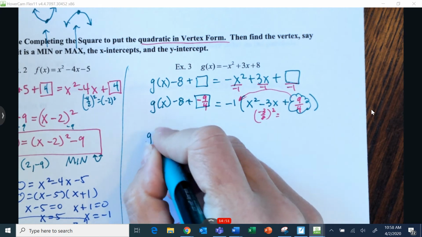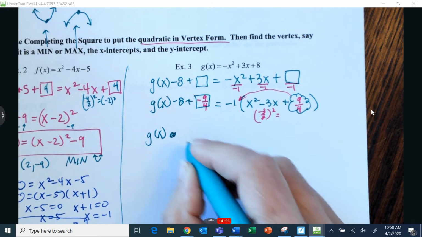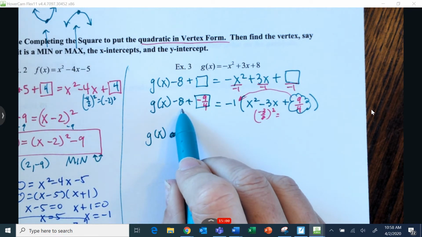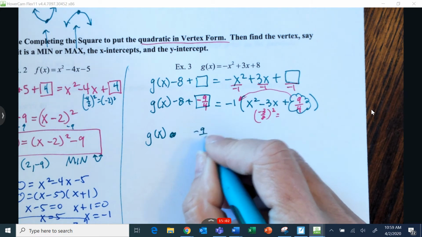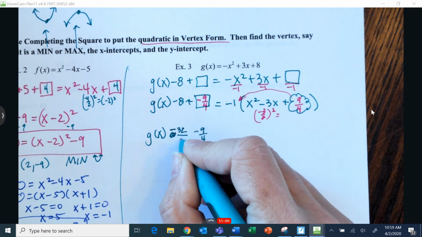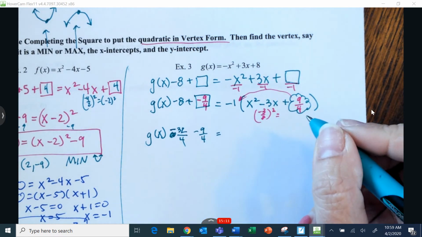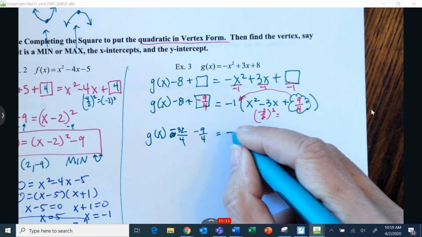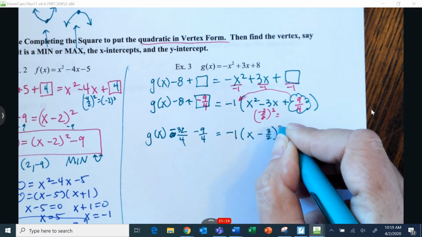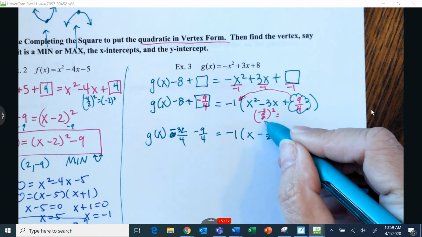So now I have g of x. In order to combine these, we have to have a common denominator. So my minus 8 has to turn into 32/4. And on the other side, -1, and I'm going to factor it, x minus 3/2 squared. Remember, whatever you did before you squared it is what goes here. So I just found that.